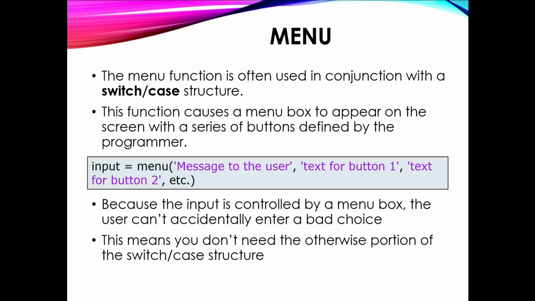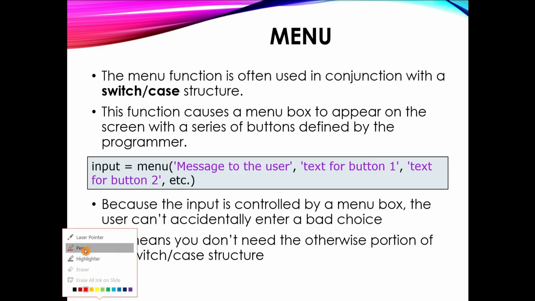The last selection structure that we are going to learn is this menu function. It is often used in conjunction with the switch and case structure. Menu function will cause a menu box to appear on the screen with a series of buttons defined by the programmer. So this is the syntax of the menu function.